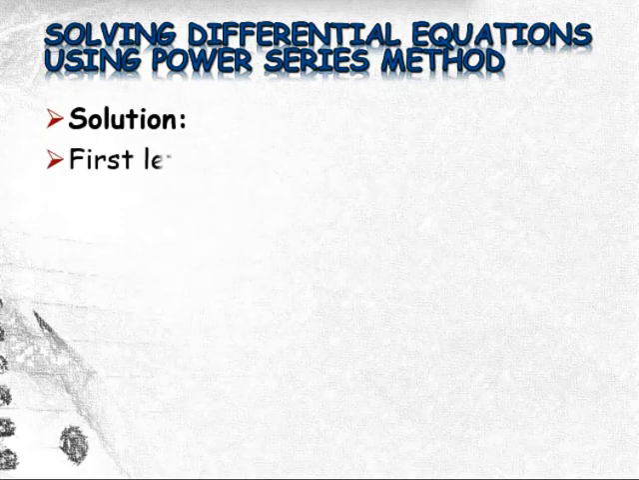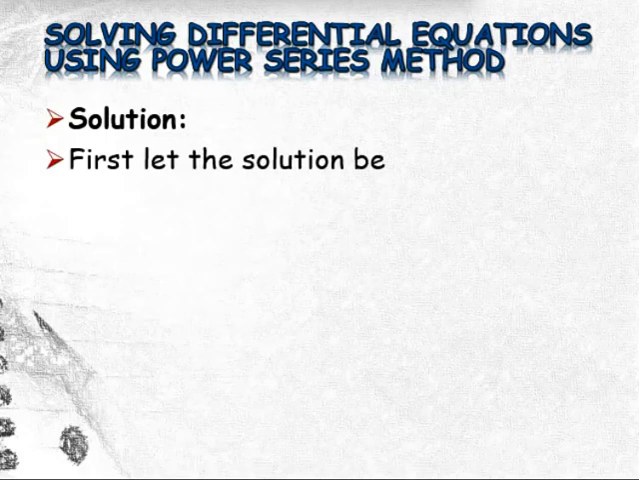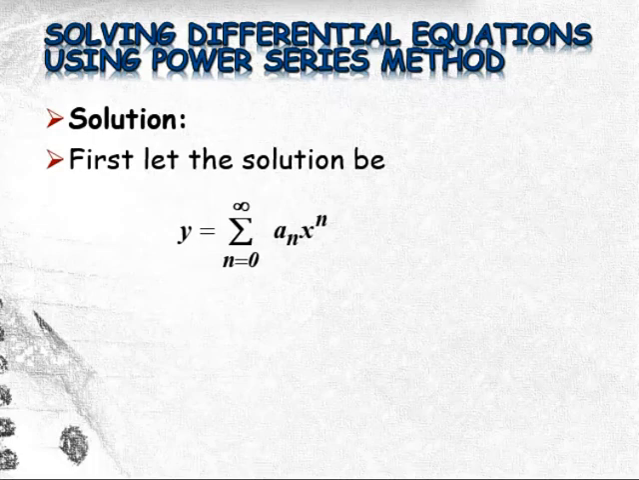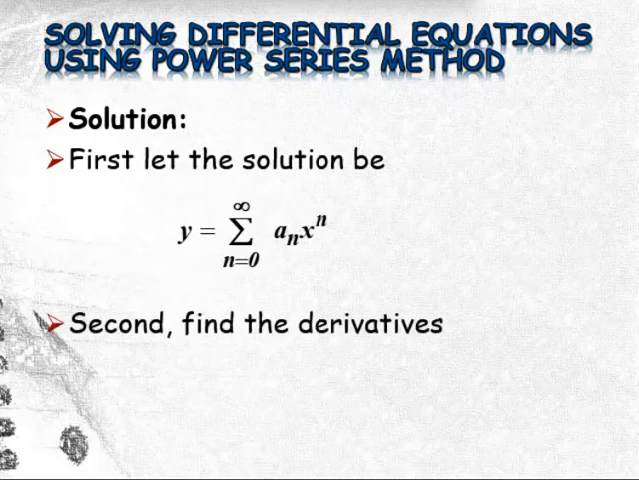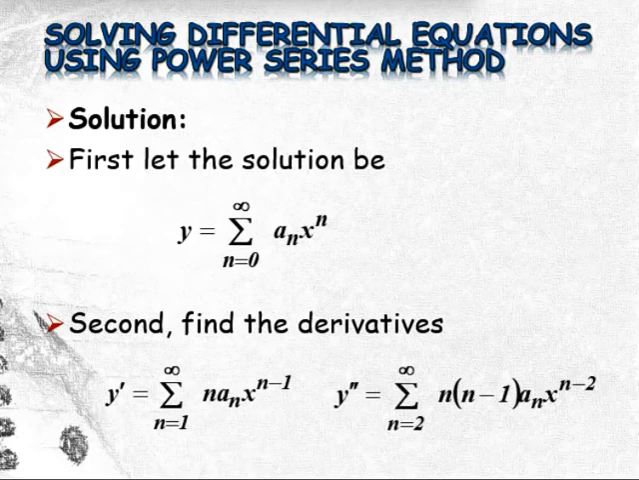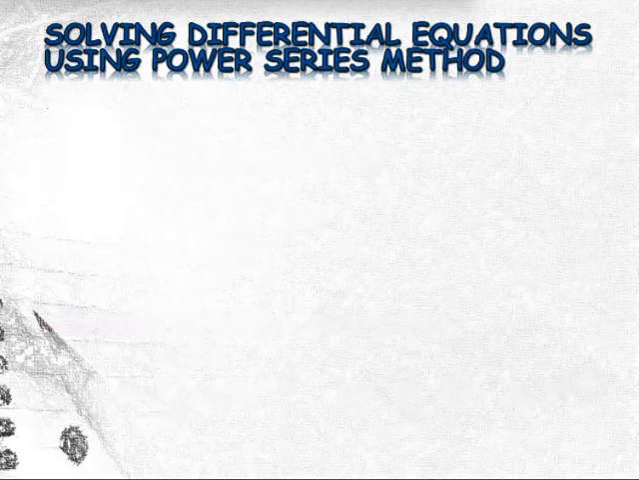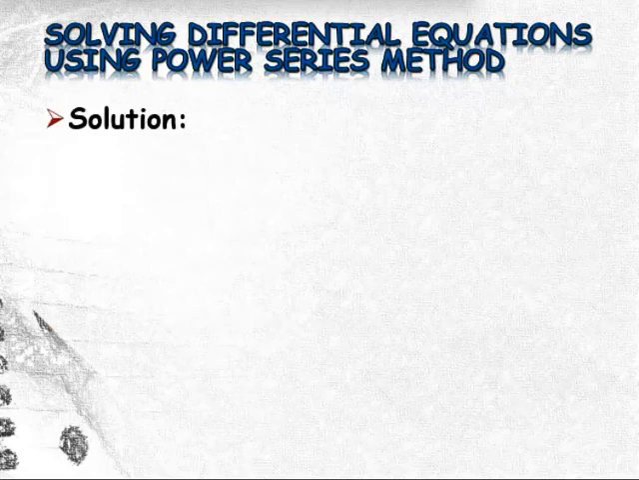So since the differential equation is second order, we need to substitute the power series and its derivative. So first step, the assumed solution. Second step, find the first derivative and the second derivative. Third step, substitute y prime and y double prime into the differential equation.